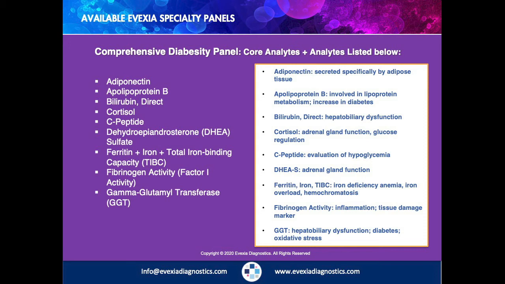This panel also includes the iron metabolism panel that I mentioned earlier, and it's going to take a look at serum iron levels, total iron binding capacity, and ferritin levels. And I want you to remember that ferritin is an acute phase reactant, so if that's up and C-reactive protein is up as well as fibrinogen, you know that there's an inflammatory process going on somewhere in the body that needs to be addressed. Next is fibrinogen activity test.